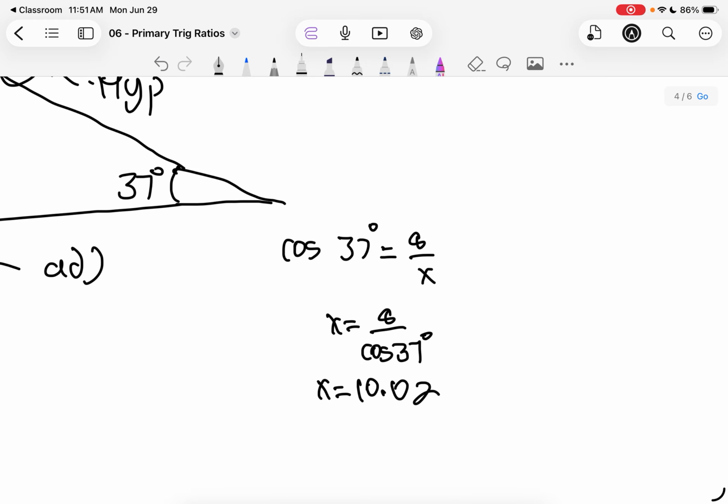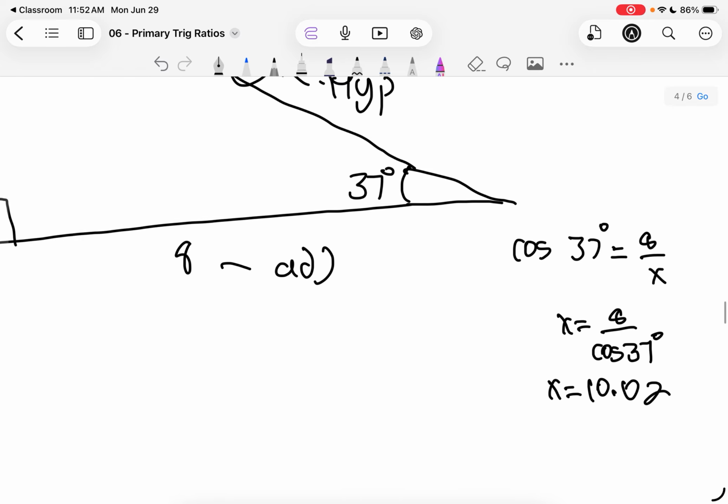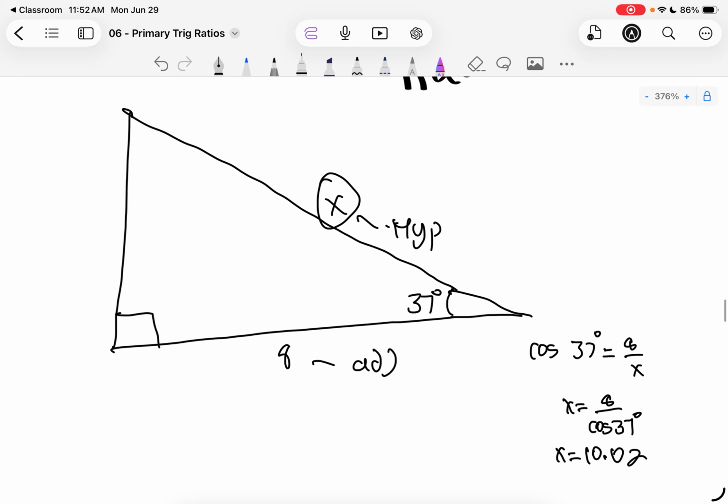That's essentially how you solve using primary trig ratios. They're pretty simple, and very applicable in the real world. Common mistakes would be using the wrong ratio in certain circumstances. For example, if the angle was moved, let's say here, and you did the same ratio using cosine, that would be wrong. You would have to use sine instead.